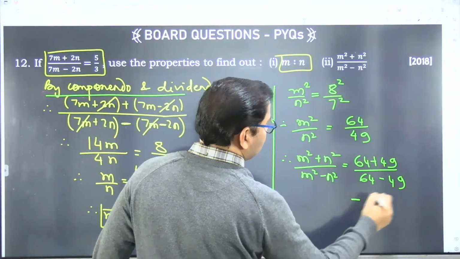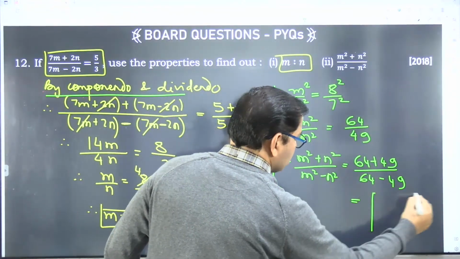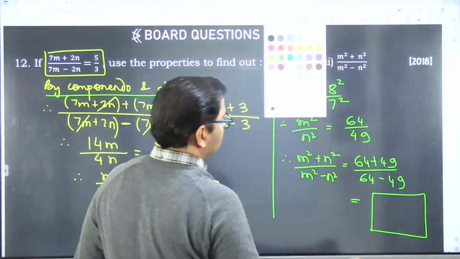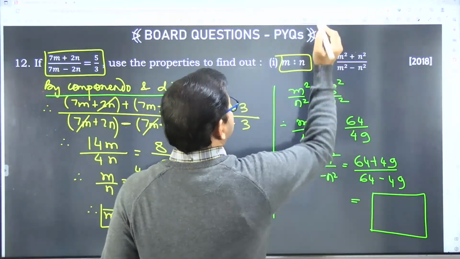How much? Come on, type the answer. I am waiting for your answer. Come on, type the answer here. I am waiting for your answer. Okay, what is the answer? Let me know.